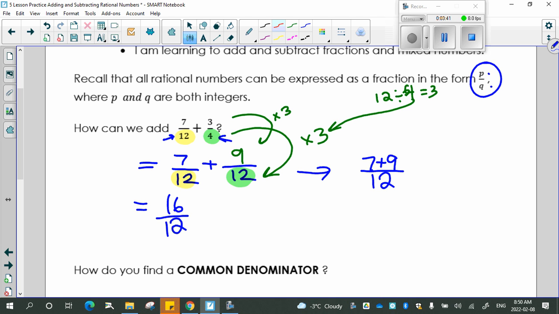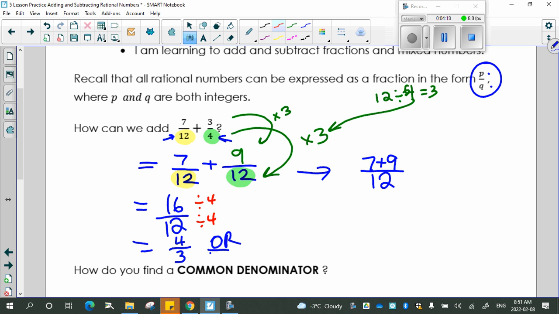But I want my answer in lowest terms. So, is there a number that goes into 16 and 12? 4. So 16 divided by 4 is 4, and 12 divided by 4 is 3. And again, to make sure you reduce properly, you can do 16 divided by 12 and make sure you get the same as 4 divided by 3. So 7 12ths and 3/4 is 4/3. Okay? 7 12ths and 3/4 is 4/3.